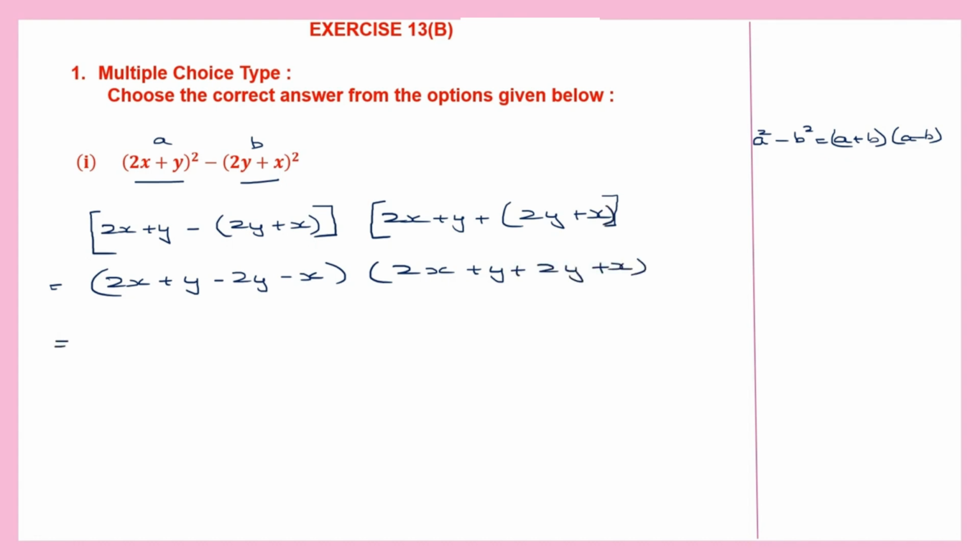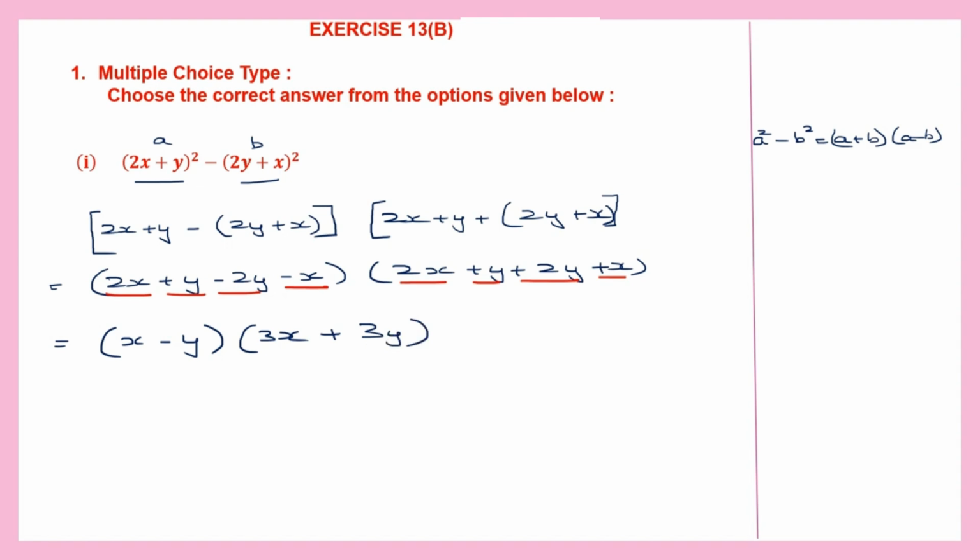Now let's simplify this. So here we have 2x minus x like terms. 2x minus x is x, and then here we have plus y and minus 2y, which is y minus 2y is minus y. So here we have x minus y. Now this side, what do we have? Let's take the like terms. 2x plus x makes it 3x. So that is 3x, and then we have plus y plus 2y, which is plus 3y.